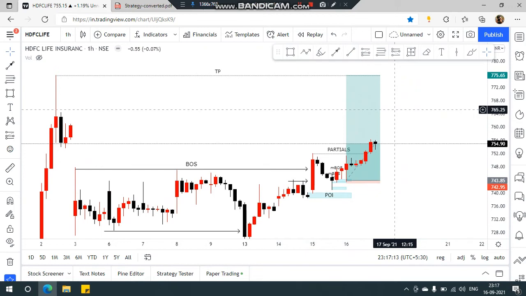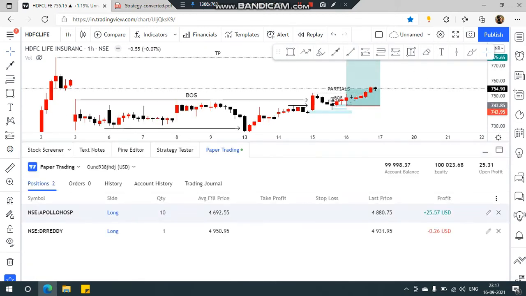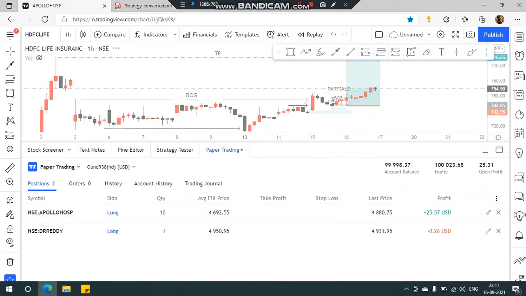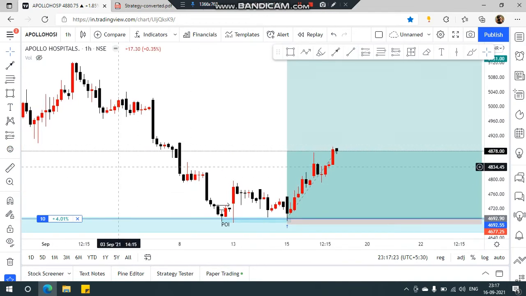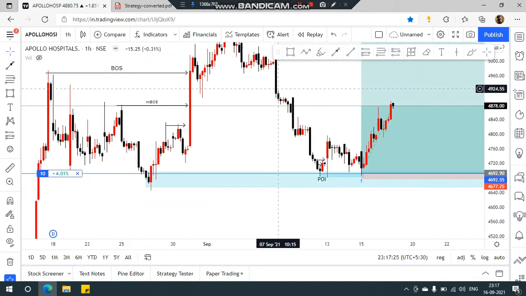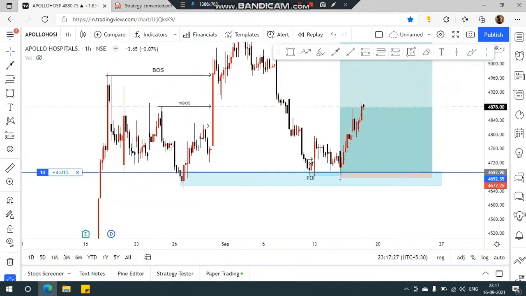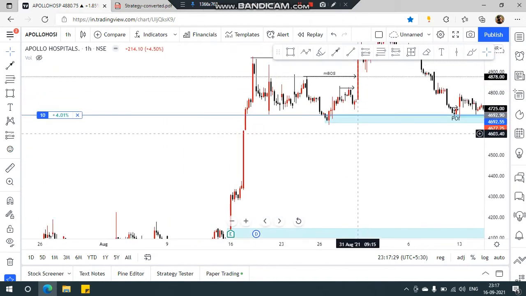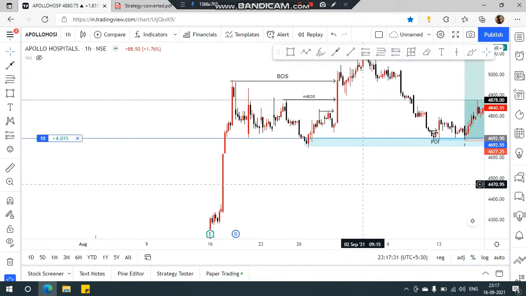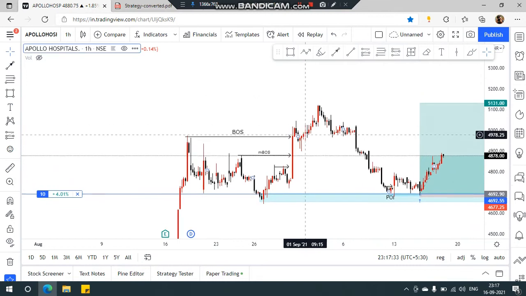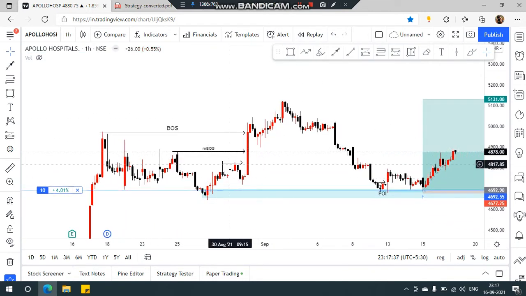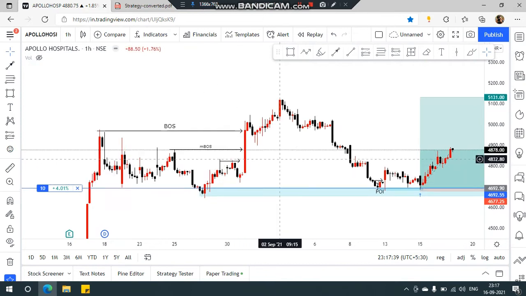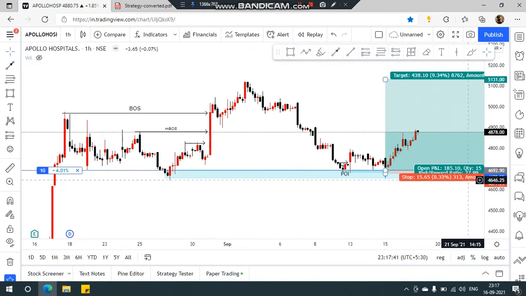Another trade which I took was on Apollo Hospital. Let's see. The stock was actually bullish, then it broke structure around here. There was a minor break of structure here also, so I chose this as my order block.